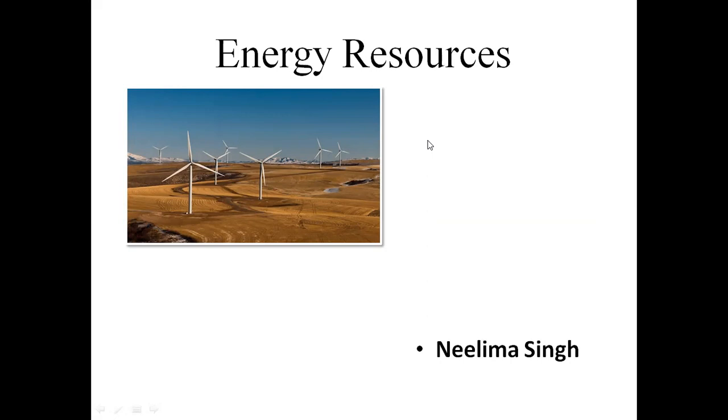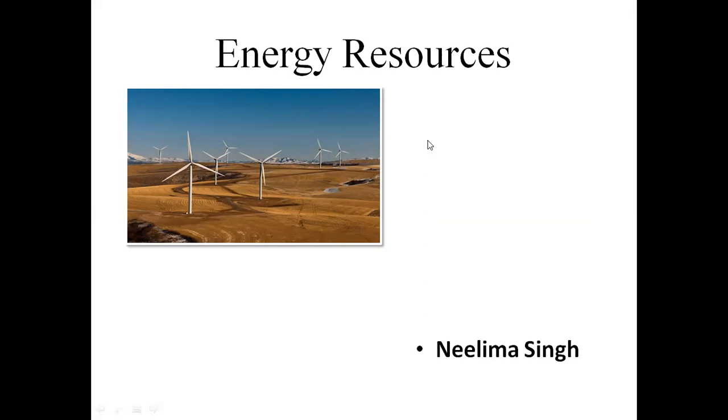Till the previous lecture, we have completed all four types of resources, that is the land resource, the forest resource, the water resource, and the energy resource. So among all the four resources, we have studied individually the importance of each and every resource.